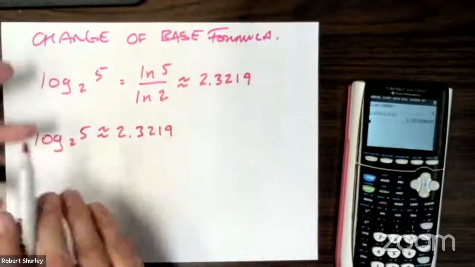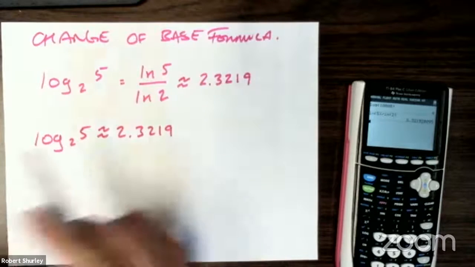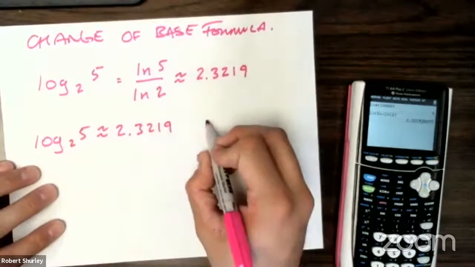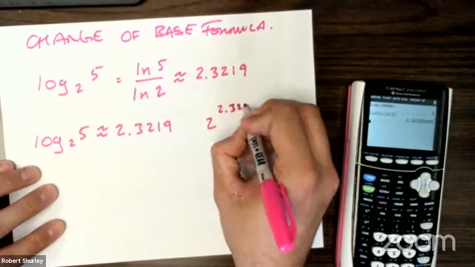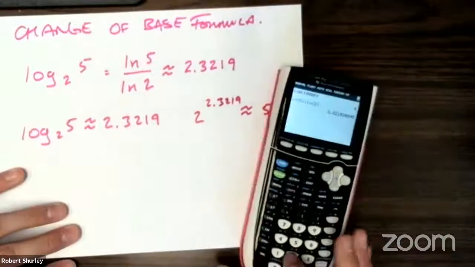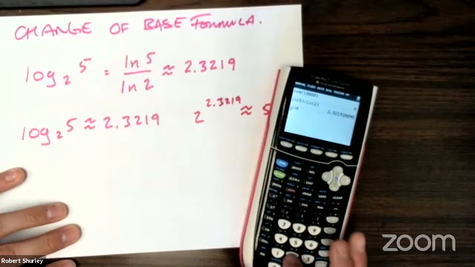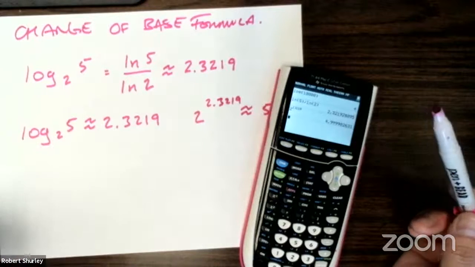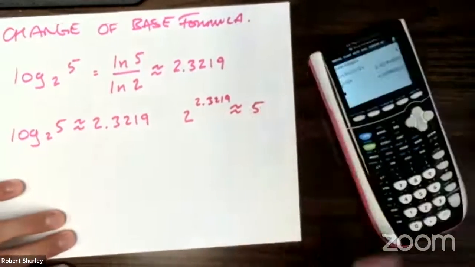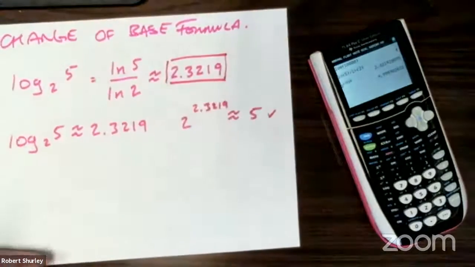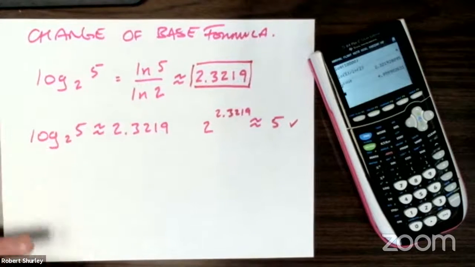So remember, this brings up stuff from last section. If I want to write this logarithmic equation, or approximation, I should say, as an exponent, it would be 2 to the 2.3219, and it should be close to 5. So I'm going to pop that in my calculator. 2 raised to the 2.3219. You'll notice we get 4.99999. That's pretty close to 5. So that checks out. So this is my approximation.